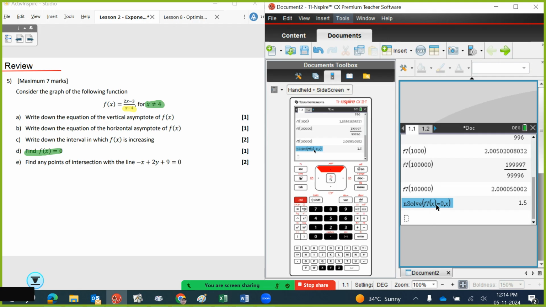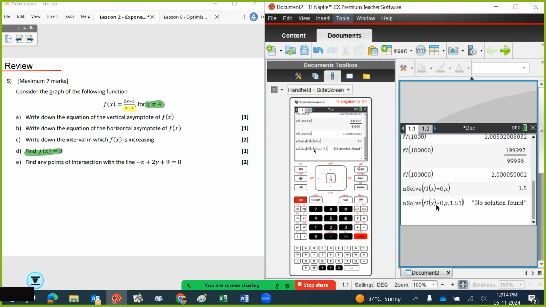Now, one of the problems with nsolve is it only gives you the answer closest to 0. If there's multiple, you might miss it. But you can tell nsolve to keep looking for bigger values. So if I tell it to look for values bigger than 1.51, it'll say no solution found. That's because there is no more. But if there was another, it would show us. We would also need to check the negative direction.